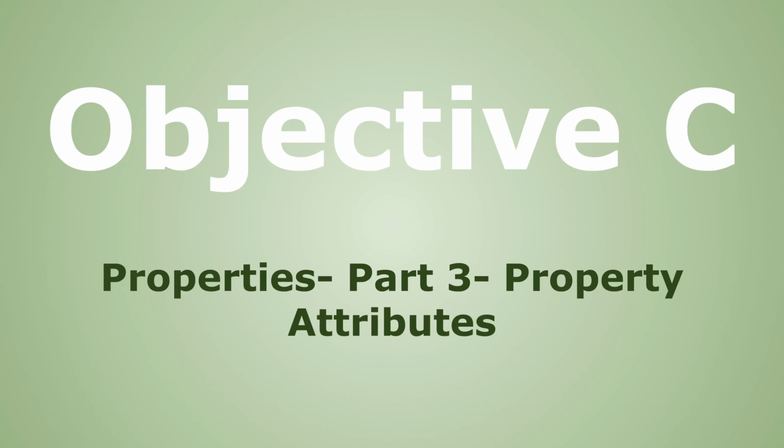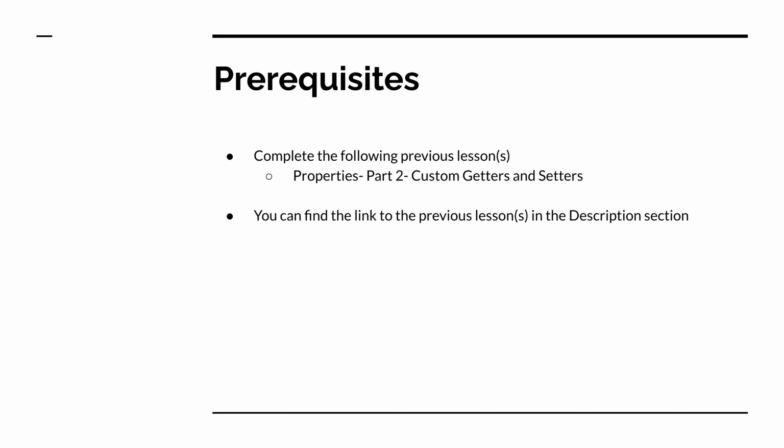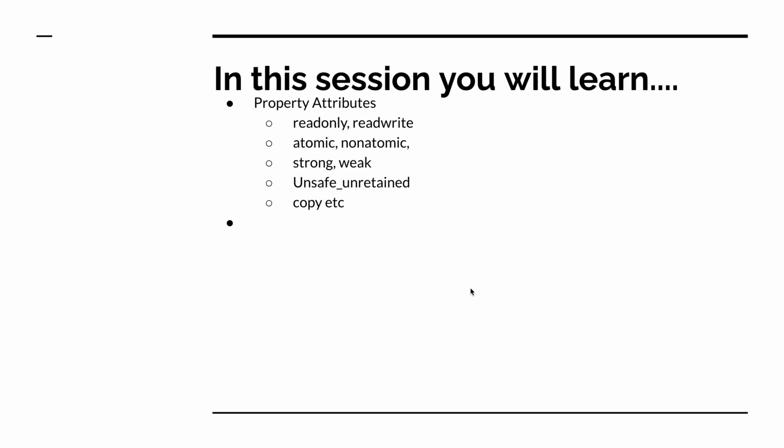Hi everyone. The lesson is Properties Part 3, Property Attributes under Objective C. This is Part 3, so you have to make sure that you look at Part 2 of this lesson before this. We'll be using these tools and documents for referencing. Prerequisite, as said earlier, you have to refer to Part 2 of this lecture before this. You can find the link to download in the description.